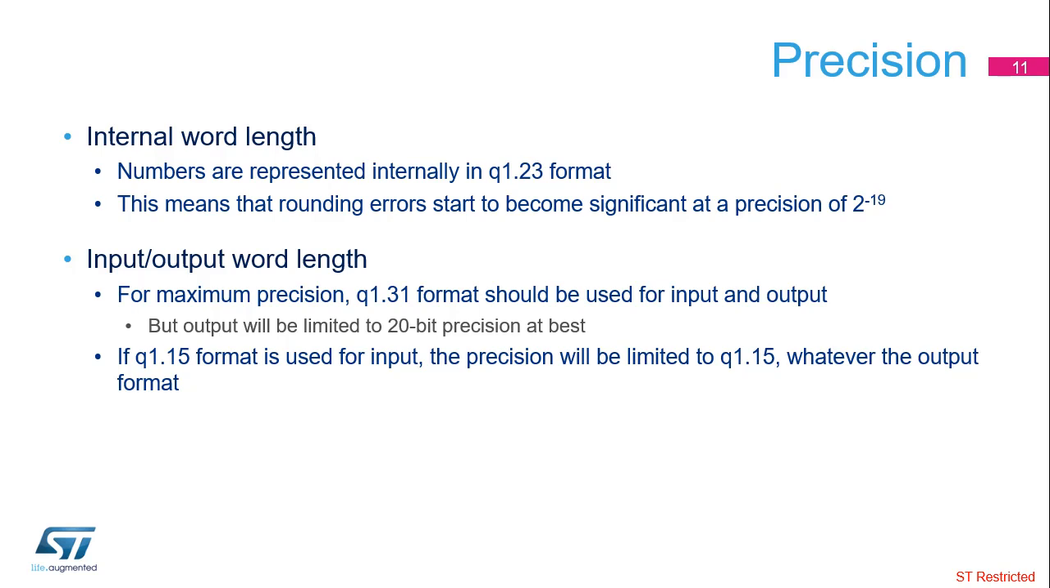Continuing Cordic iteration after the maximum precision has been reached will degrade the precision gradually. For maximum precision, Q1.31 format should be used for input and output. However, given the format implemented internally, the output is limited to 20-bit precision at best. If Q1.15 format is used for input, the precision will be limited to Q1.15, whatever the output format.